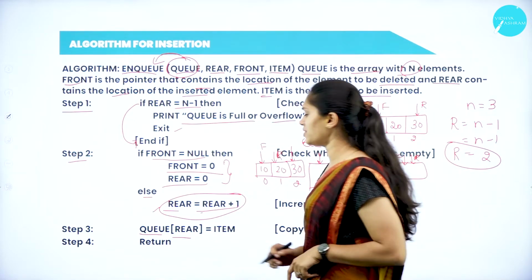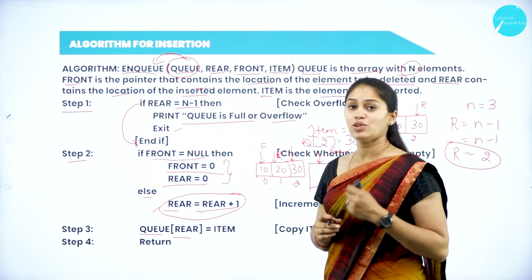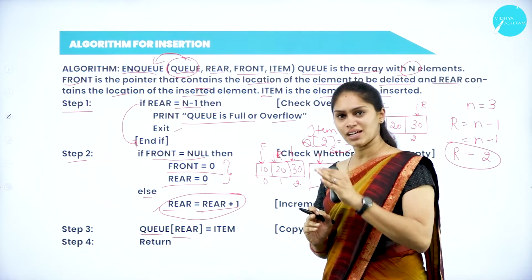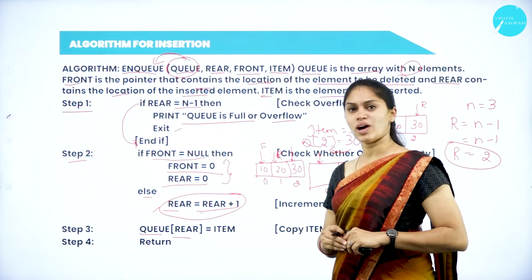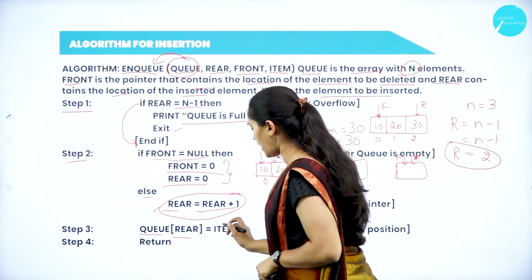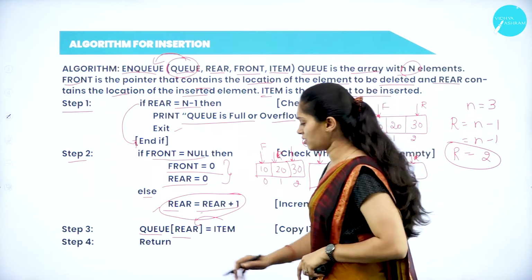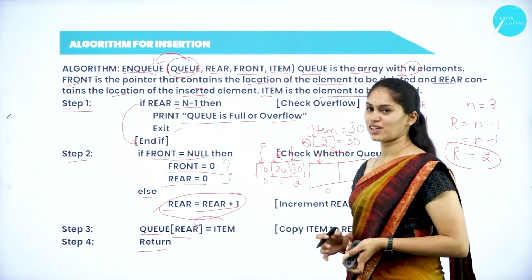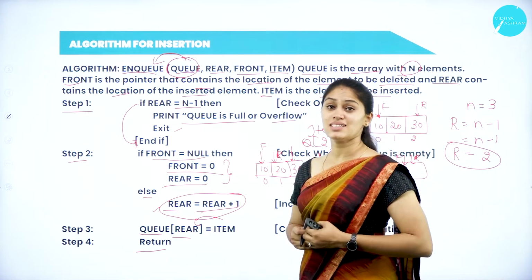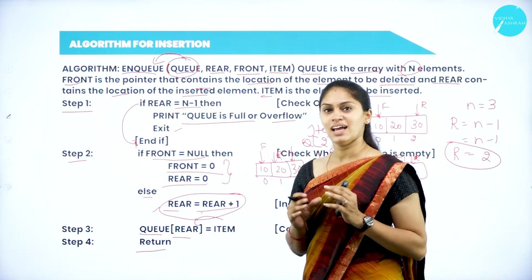So that rear pointer indicates the location where we are going to insert a new element into the queue. When we increment it, it creates one space. In that space, we are going to add a new item into the existing queue. So after copying the content of item to the queue of rear pointer, we are going to return. This is how the algorithm works in order to insert an element into a queue. That is what we call enqueue.